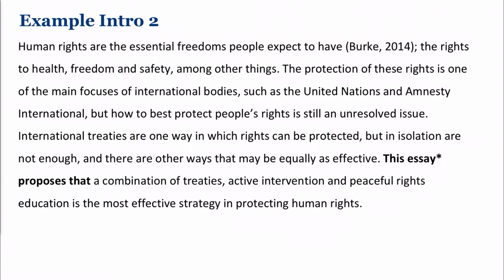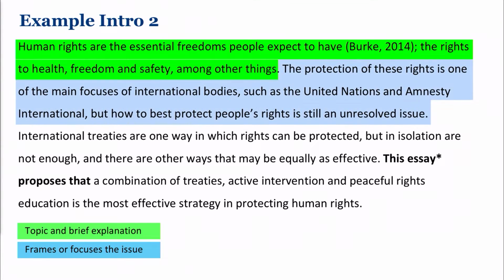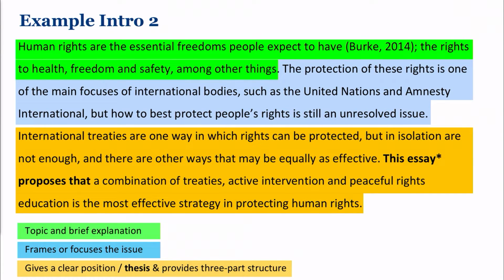Let's look at another example. Take 30 seconds to read this one. See what you notice. What you may notice is that it starts with the topic and a brief explanation of that topic with a citation. It then moves on to frame or focus the issue very clearly, and then gives a clear position and a thesis in a 3-part structure.